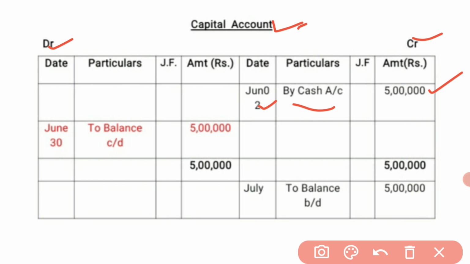So here write the total amount. Credit side is more. There is no any amount in debit side. So directly you can write here to balance carried on 5 lakh rupees. So total amount 5 lakh. Then to balance brought on 5 lakh for July. This is what the capital account.